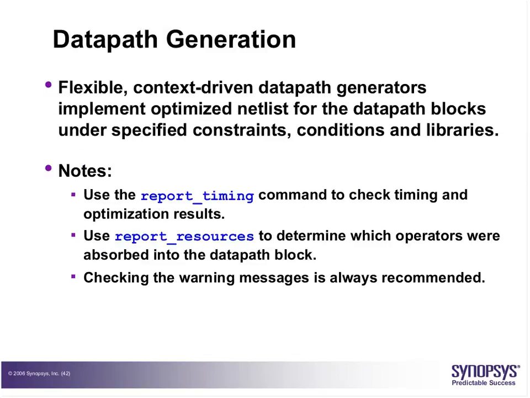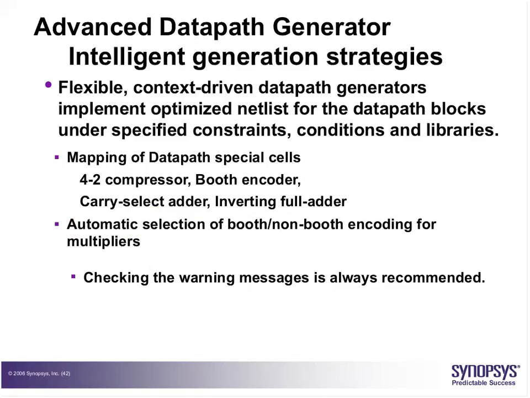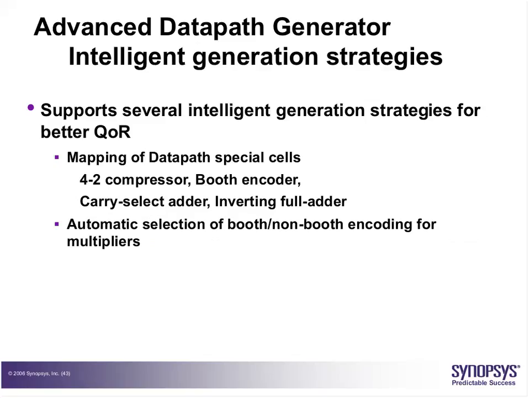The recommendation is to use report_timing to check timing and optimization results, and use report_resources to determine which operators were absorbed into the data path. Obviously, always checking the warning messages is recommended. Again, this slide tells that there are some intelligent generation strategies for better QoR: mapping of data paths, special cells, 4:2 compressor, Booth encoder, carry select adder, inverting full adder and so on. It automatically selects Booth or non-Booth encoding for multipliers based on the design goal.